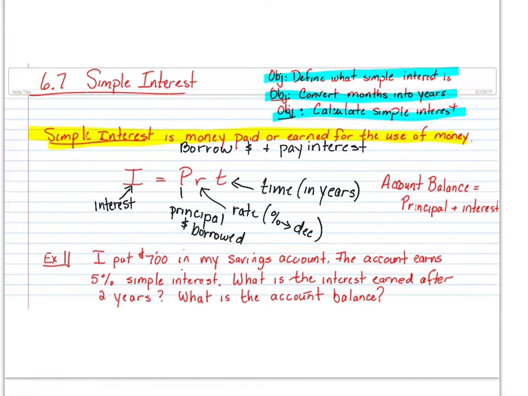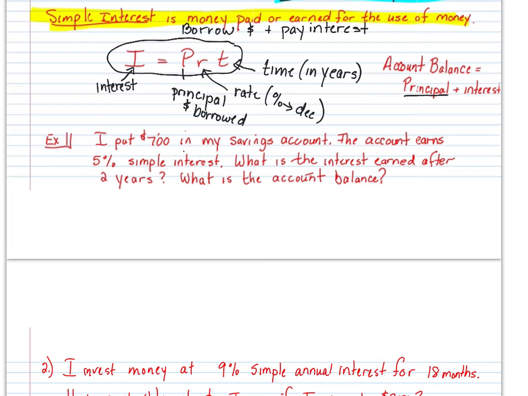So when they ask you to find the interest, you plug it into this formula, I equals PRT. And to find the account balance, that means how much is in your account. If you put $200 in your account and it earns $20 interest, your account balance is $220. So you take the principal, which is the amount you borrowed, and you add your interest. Example 1 says, I put $700 in my savings account. The account earns 5% simple interest. What is the interest earned over 2 years? What is the account balance?